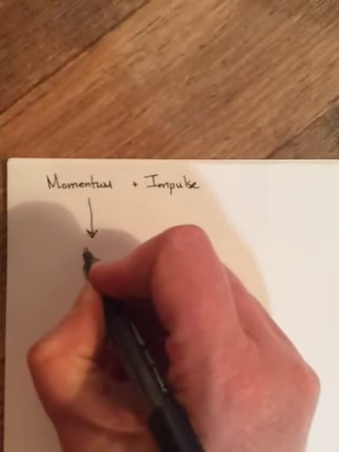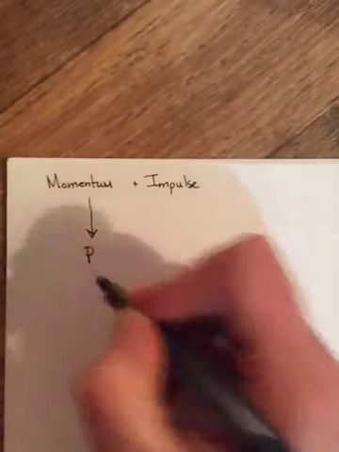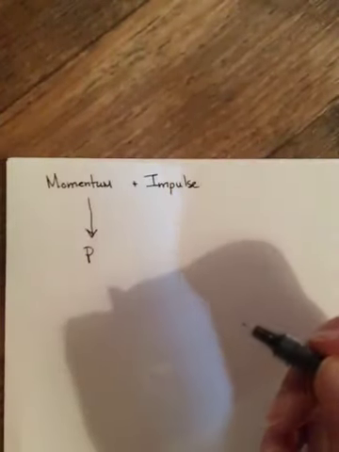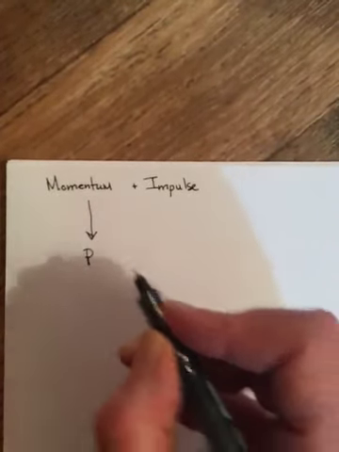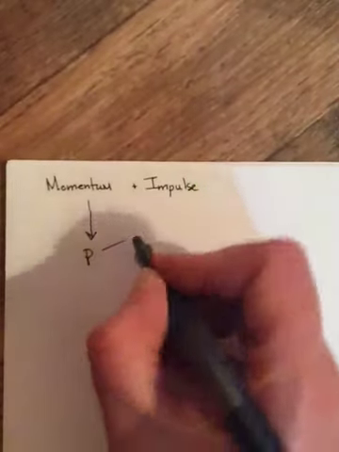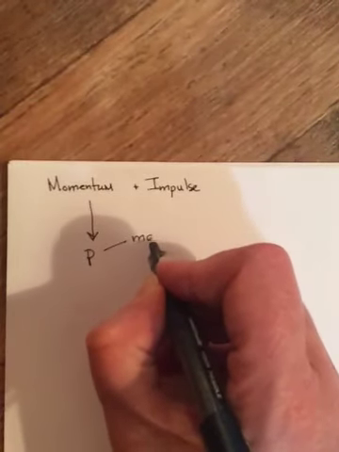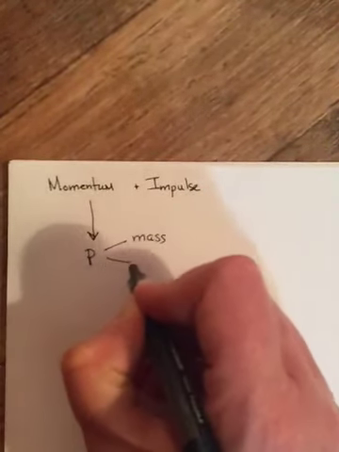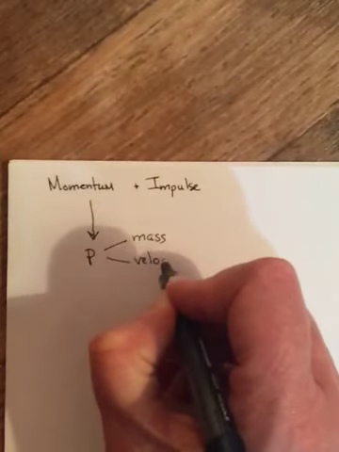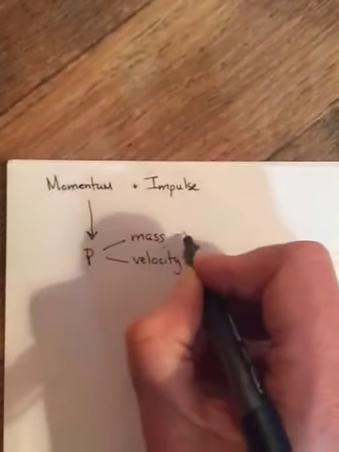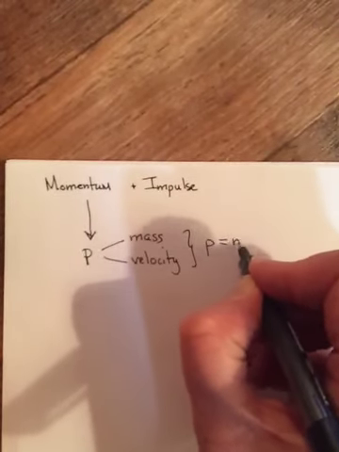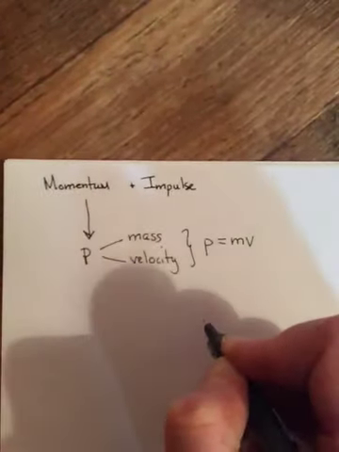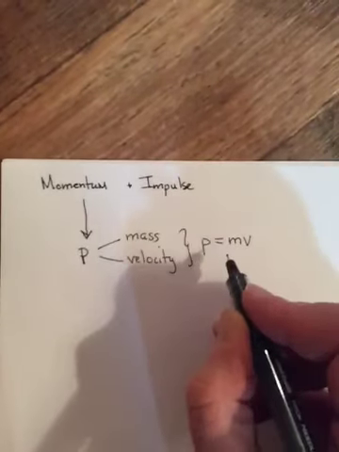Momentum's letter is p. I don't know why. It's a small p. Capital P is power, but momentum is a small p. And there are two factors that affect momentum: the object's mass and the object's velocity. And really, the equation for momentum is quite simple. It's p equals mv. Mass times velocity.